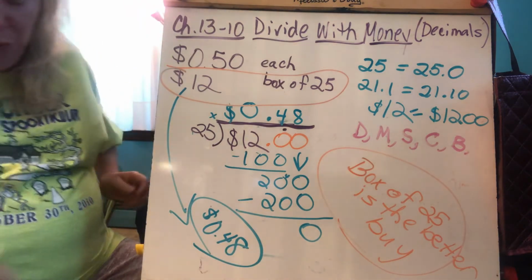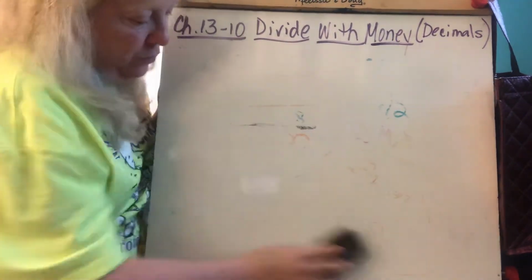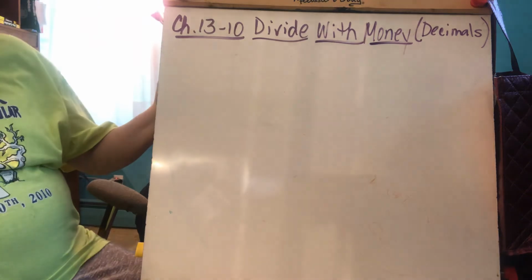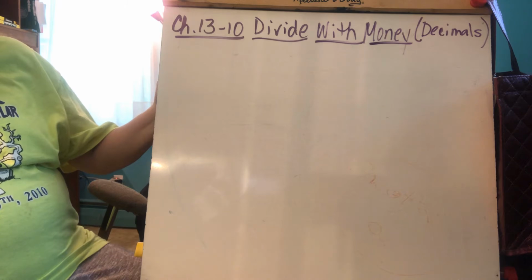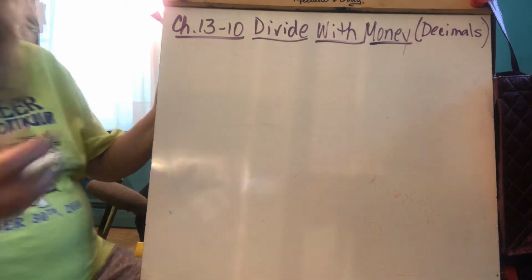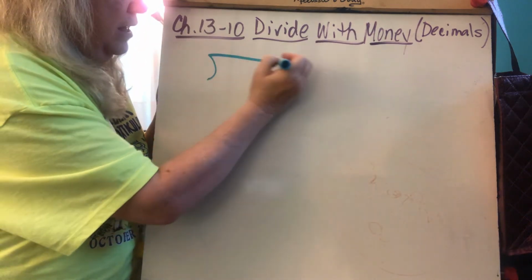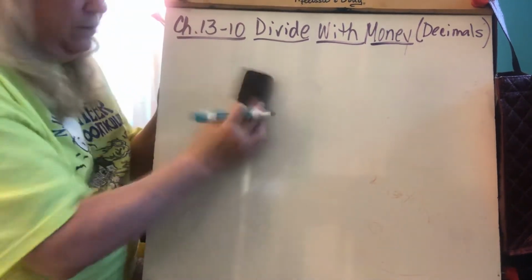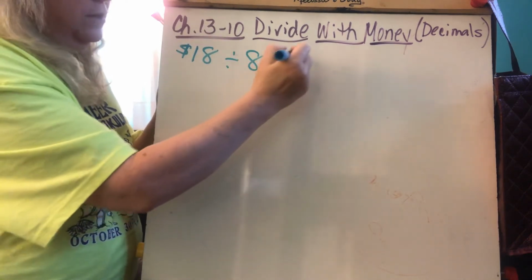Alrighty, let's do one more problem to see how we would divide by money to find which is the better buy. Let's say you were asked to divide $18 by 8. So let's say you were given this problem. You weren't given a word problem, you were just given a problem of $18. Let's write it the way they're going to give it to you in the book. They're probably going to give you something like this: $18 divided by 8 equals.